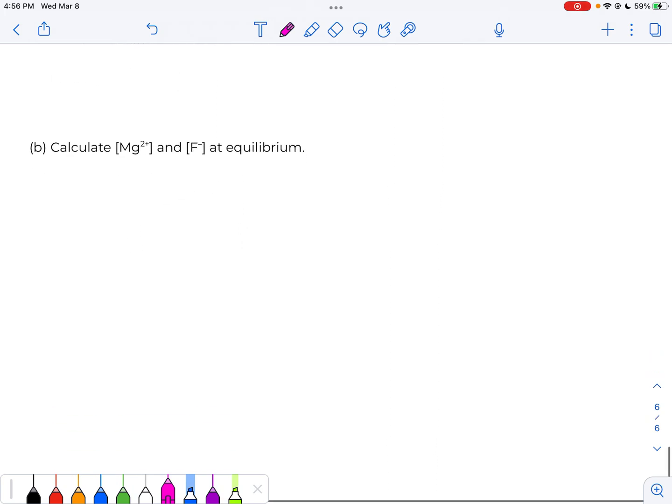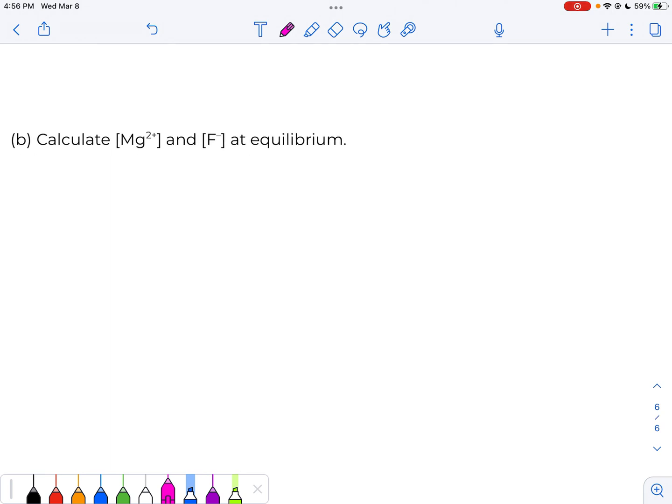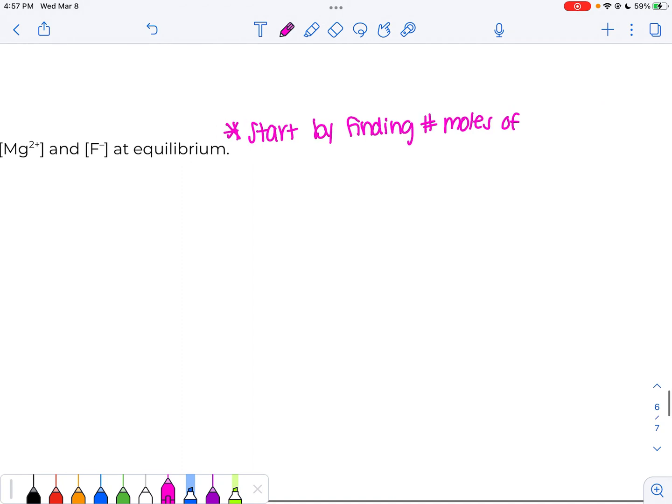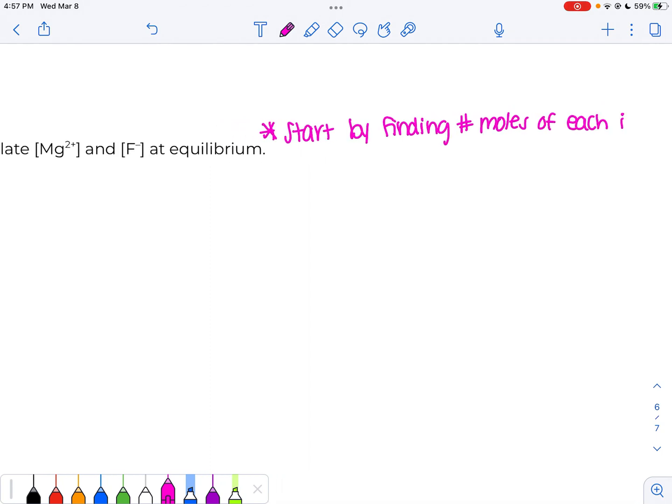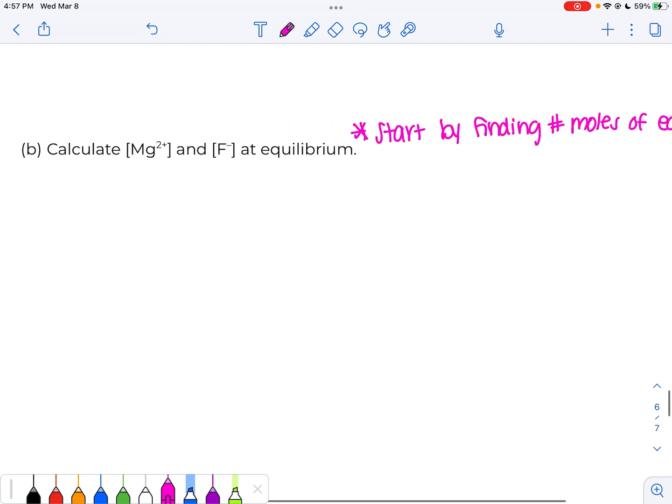All right, so here is what we need to start out with. We have to start this problem to calculate the concentrations of magnesium and fluoride at equilibrium by calculating the number of moles of each ion. So start by finding the number of moles of each ion. One ion is going to be limiting, completely consumed, going into making our precipitate. The other is going to remain in excess in solution.